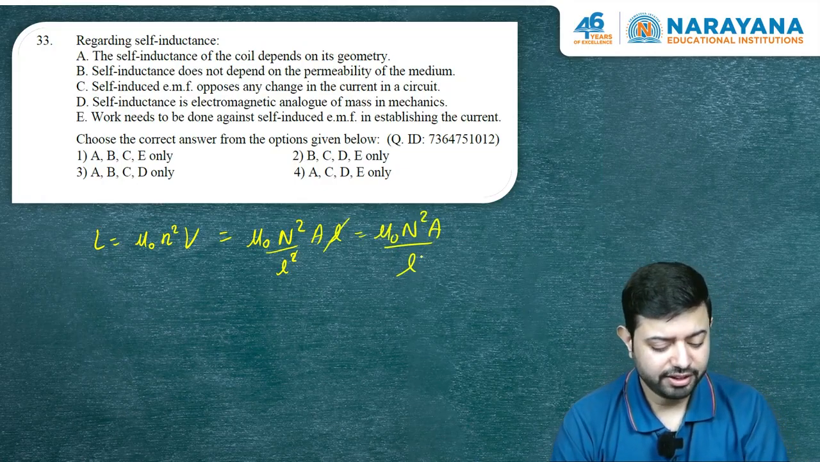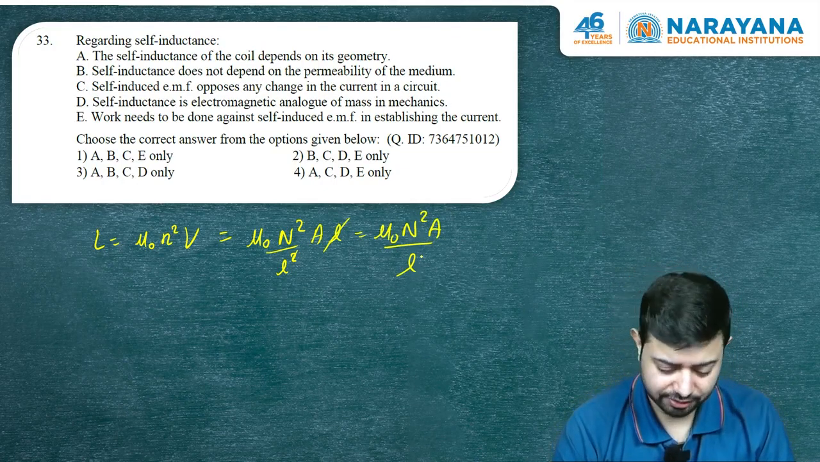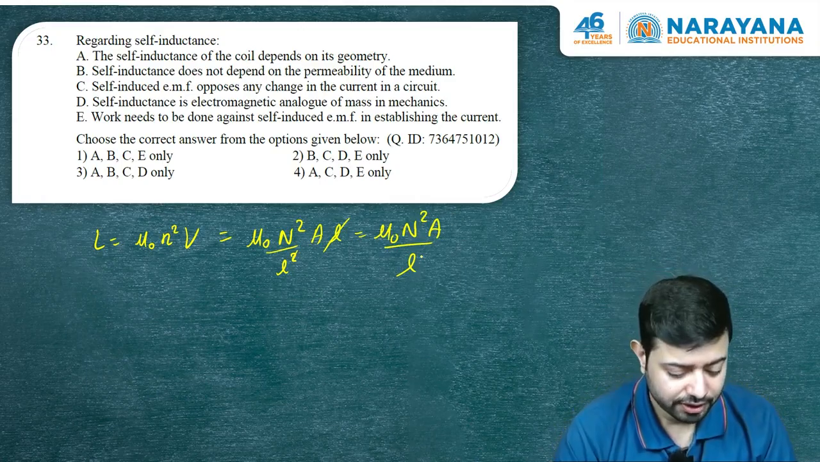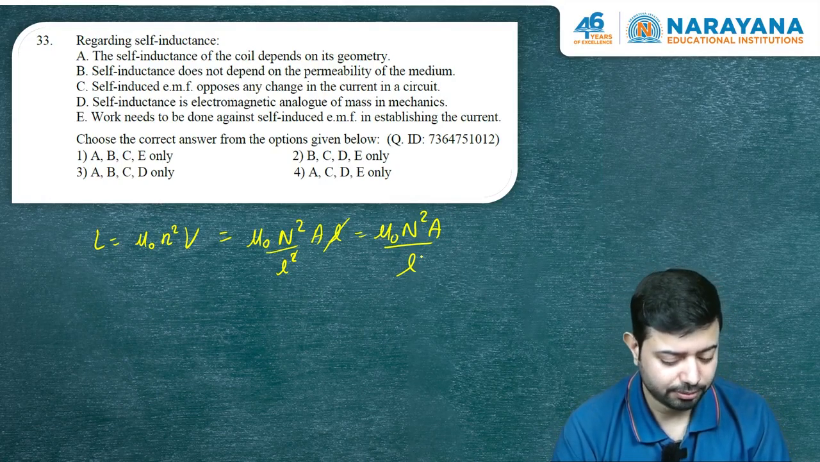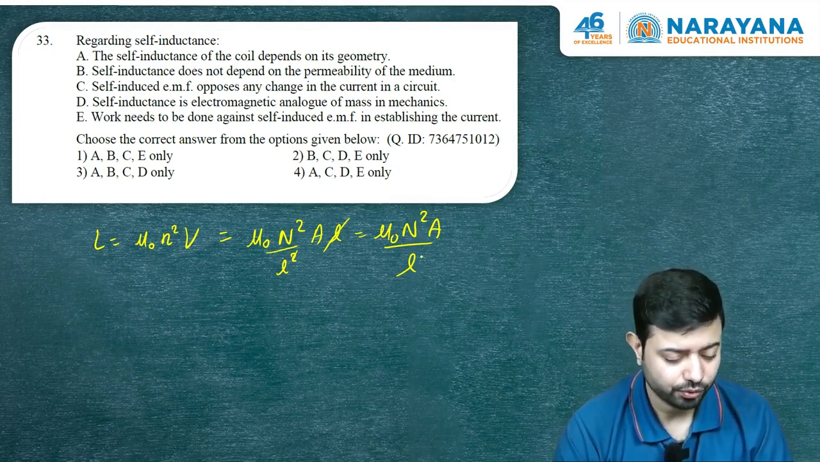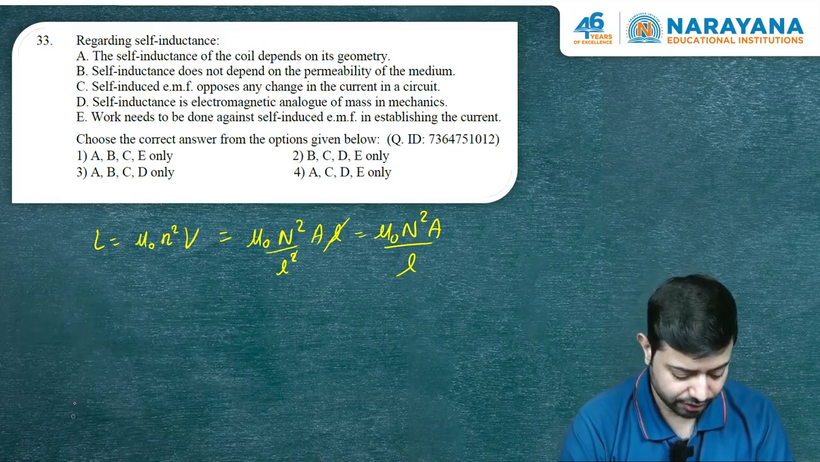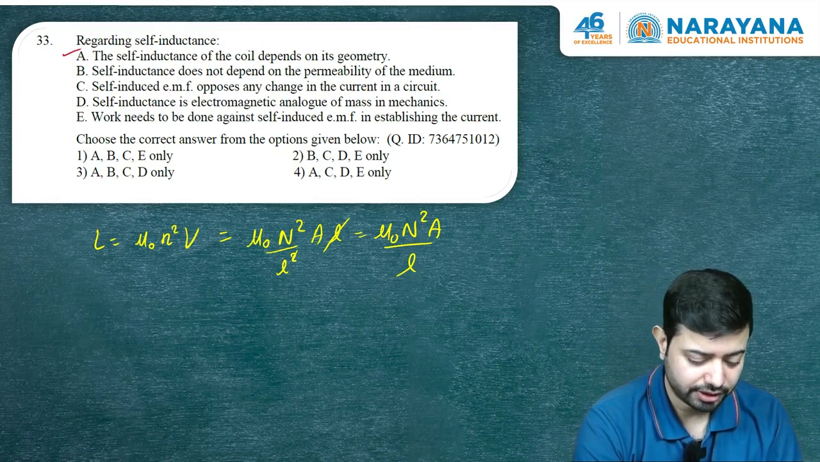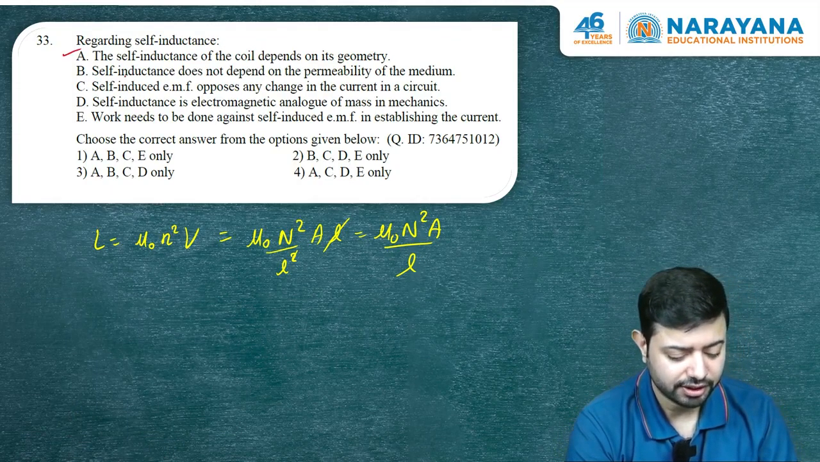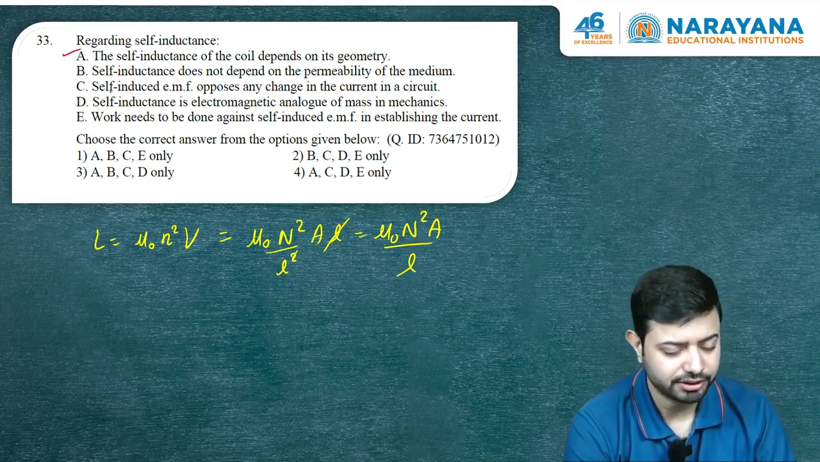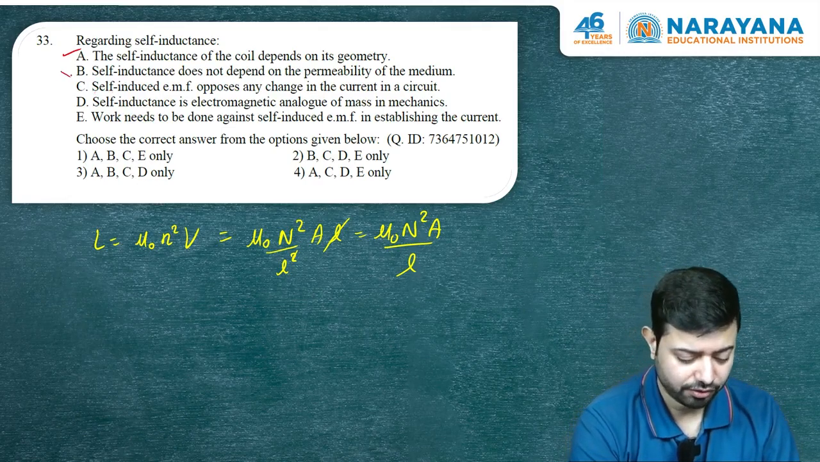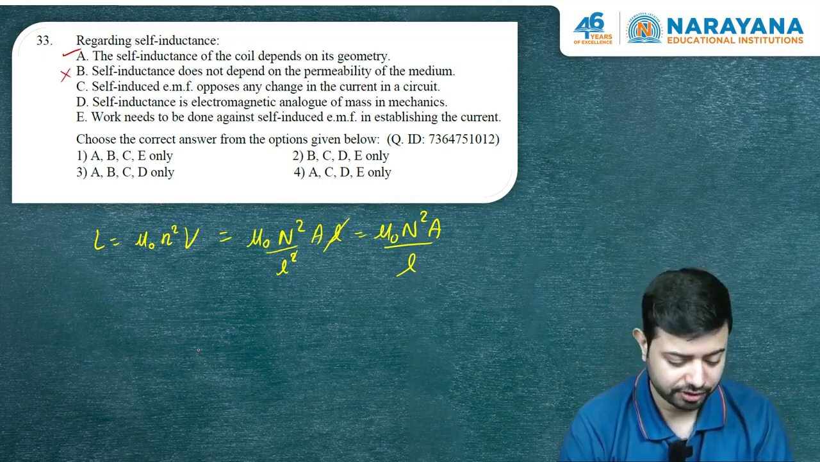So, here self inductance, is it depending on geometry? Yes, area and length are there. Is the self inductance does not depend on the permeability of medium? No, it does depend, right. So, the first option is actually correct. B option is saying that self inductance does not depend on the permeability of the medium, it is wrong. It is depending on mu naught is there, right.